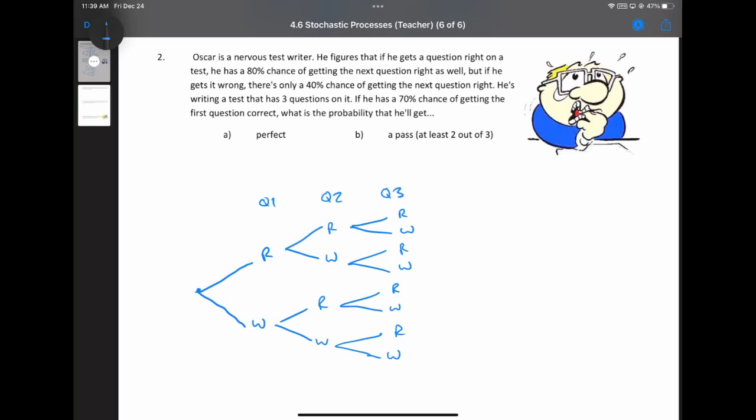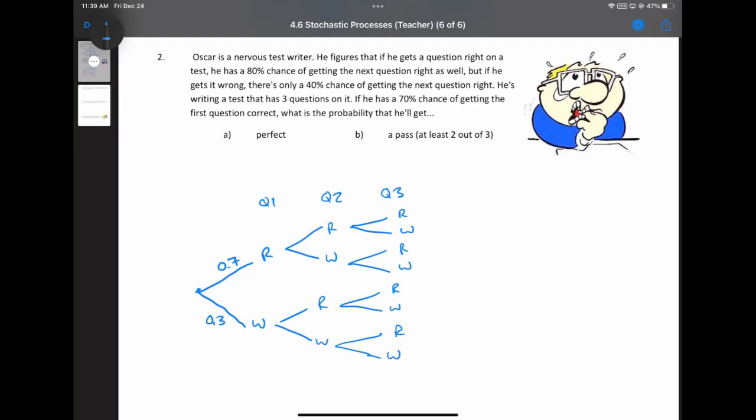It doesn't work out that way because there's a whole bunch of stuff going on. What we are told, though, is that the first question, he has a 70% chance of getting right. So 0.7, or 70% chance of getting it right, means that he has a 30% chance of getting it wrong. And by the way, now I think you probably understand why I'm using decimals instead of percentages. It's just easier to multiply them.